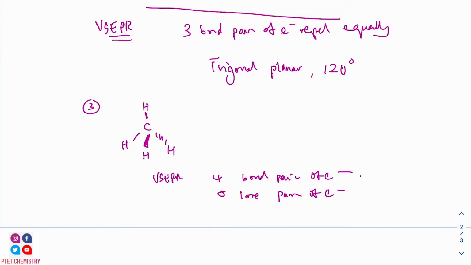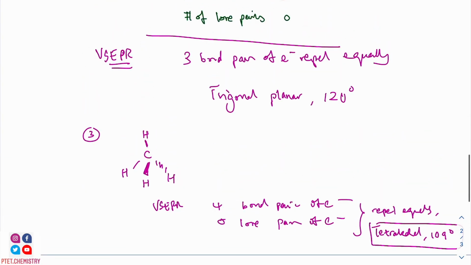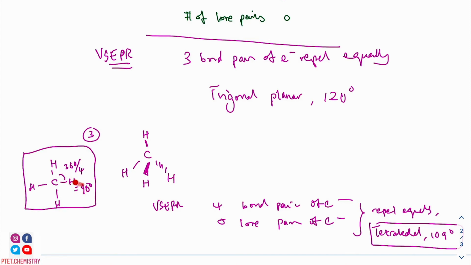Okay, that they will repel equally. So the 4 bonding pairs repel equally. So you can write down the same argument in full. You are going to get tetrahedral, 109 degrees. The question really is, why can't they be planar? Well, if you say they are planar, then you will say 360 divided by 4, which is 90 degrees. So you want to maximize the repulsion, right?